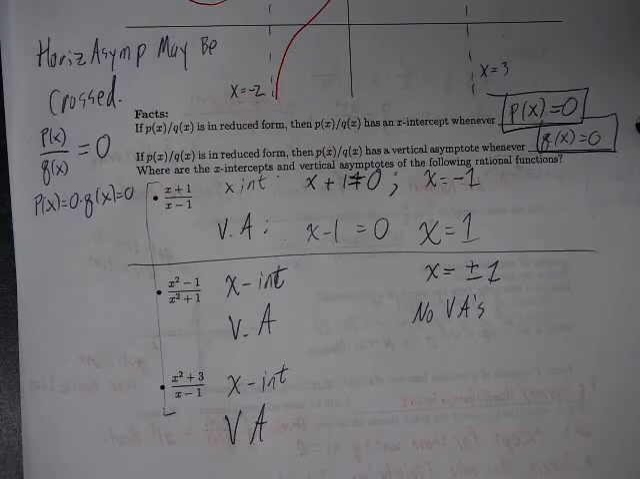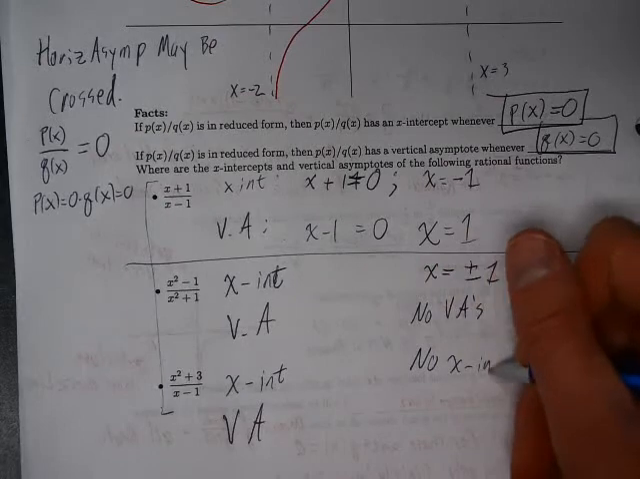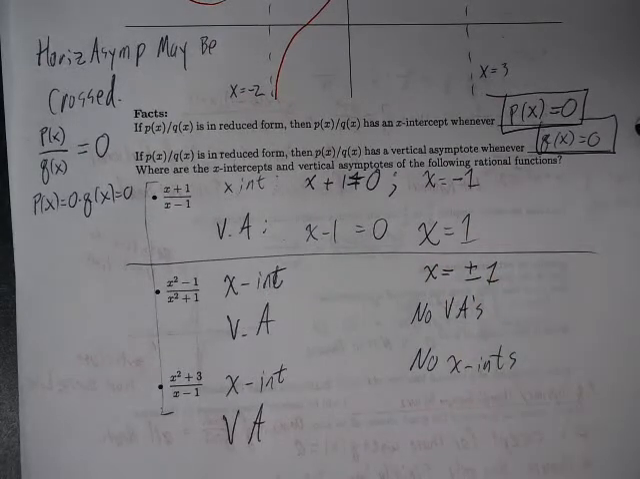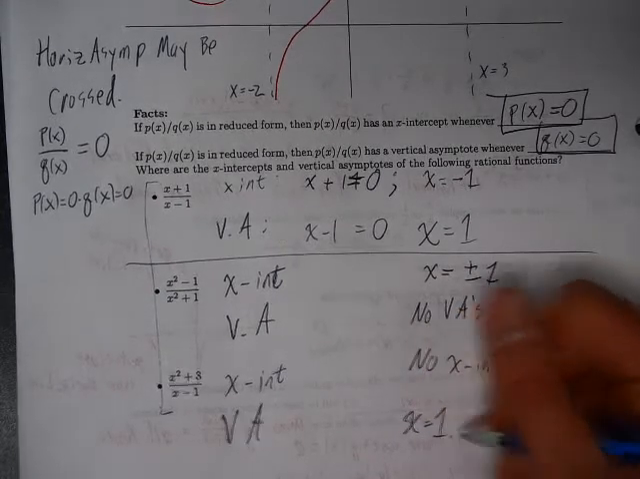Where are its x-intercepts? Does it have any? Where are its vertical asymptotes? Yeah. Cool.